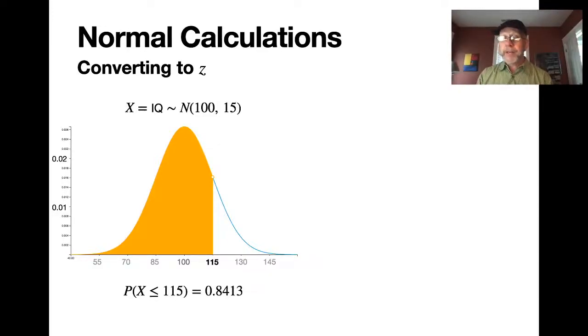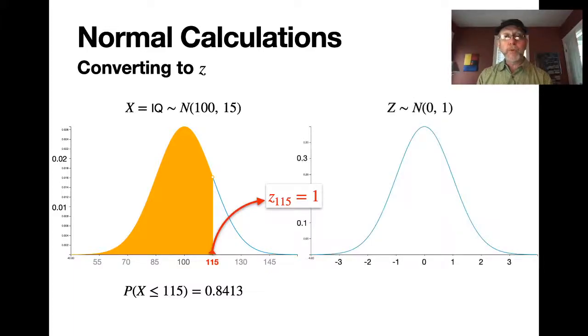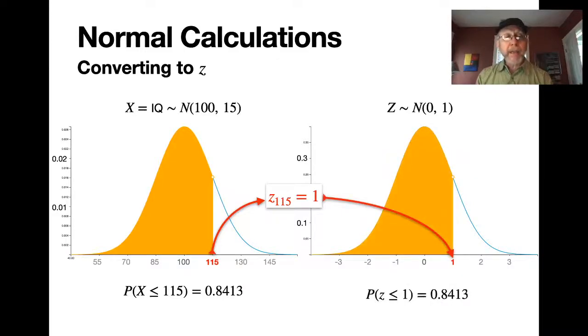Now, that upper bound of the left tail at 84% has a z-score. It's actually 1, right? Because it's 1 standard deviation above the mean. Now, z-scores are associated with the standard normal distribution. So if you put that z-score corresponding to 115 in the standard normal distribution, and then compute the area of that left tail, you get exactly the same result, 84.13%. This correspondence holds essentially for any kind of normal calculation.